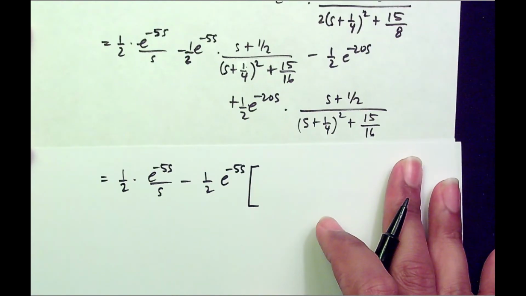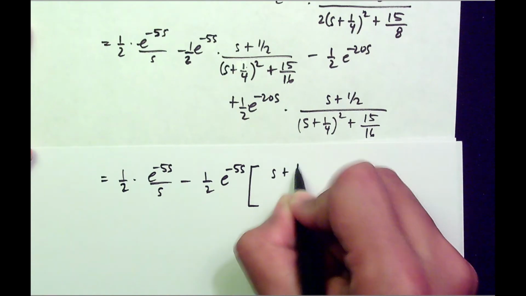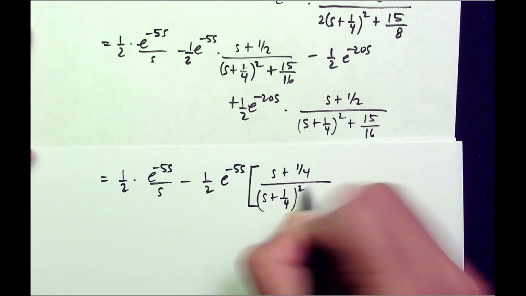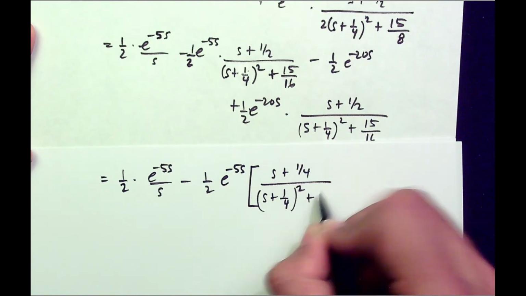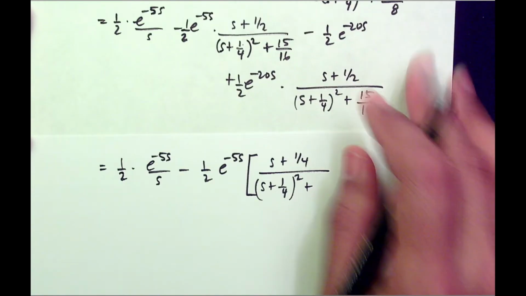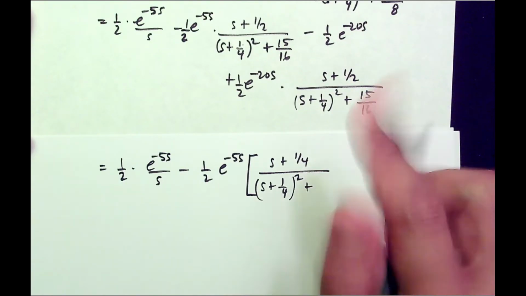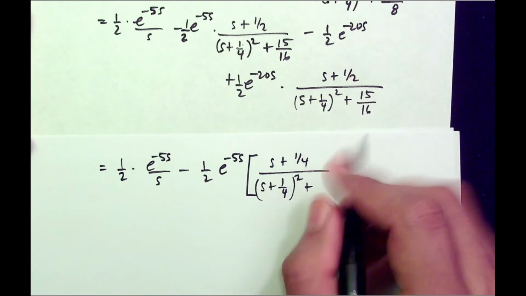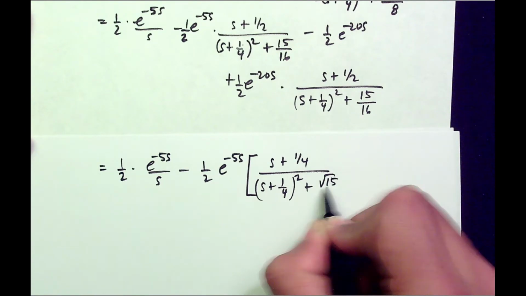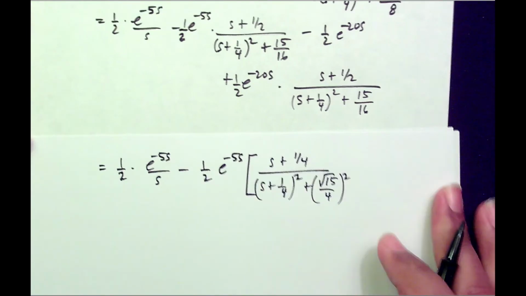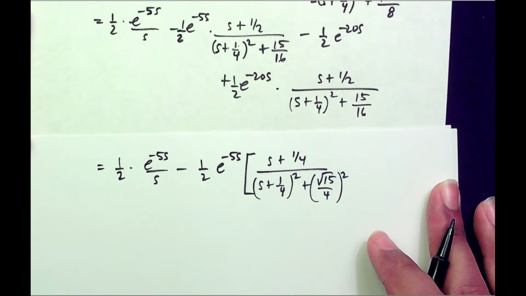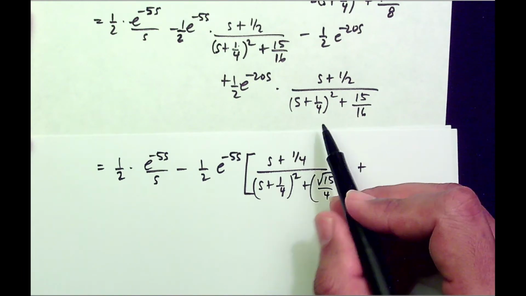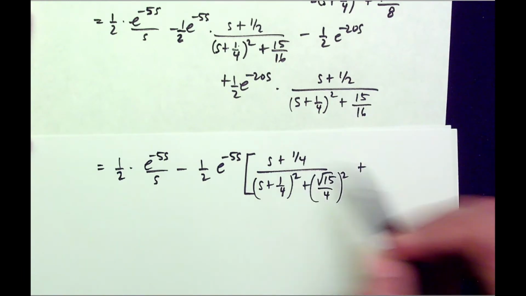So I need a quarter there, so this is going to be s plus 1/4 over (s plus 1/4) squared plus, and then we need to write this one as a square of something. If you take the square root of that, that's square root of 15 over 4. So if you square that, you do get back 15 over 16. Okay, and then this quarter, I borrowed a quarter that I needed, so I still have another leftover quarter.